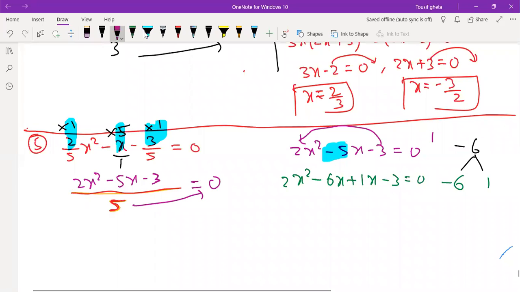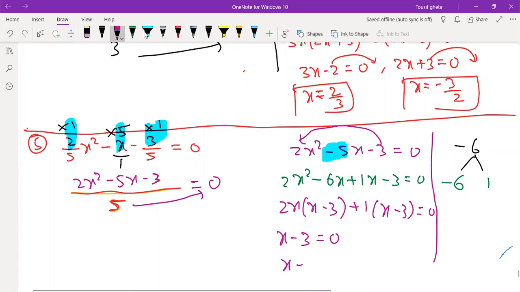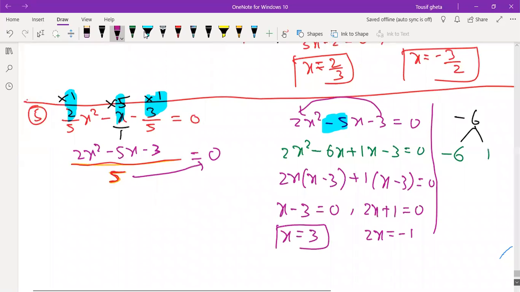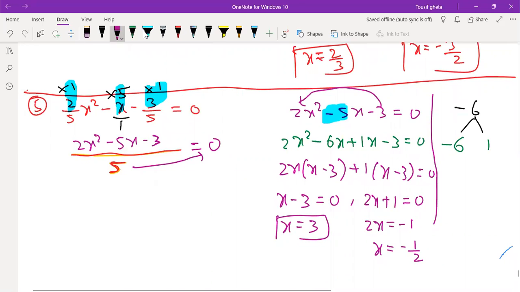So here 2x common will get x minus 3 plus 1 common x minus 3. The answer is x minus 3 equals to 0, x equals to 3. Another answer is 2x plus 1 equals to 0, 2x equals to minus 1. Finally, you are going to get x is equal to minus 1 by 2. So many students made a mistake in the table, right? Table.